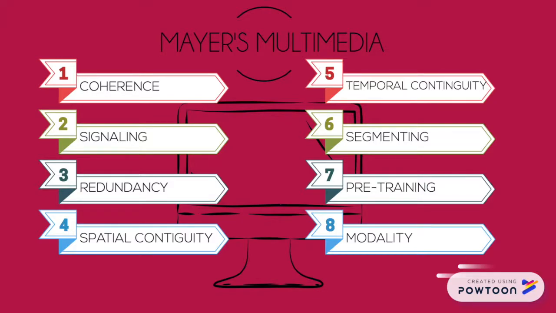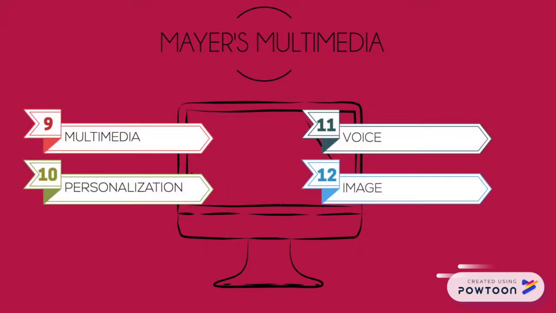6. Segmenting. Each slide has its own specific main point, and we use graphics, text, and narration to cover the main point. 7. Pre-training. The opening slide has a topic that our presentation will cover so the viewer will know what to expect. 8. Modality. We've used the majority of graphics and narration to aid the direction of our presentation.